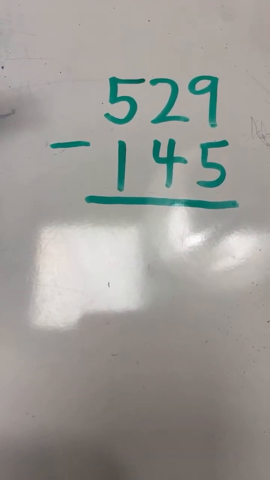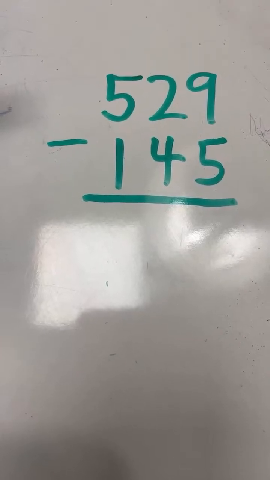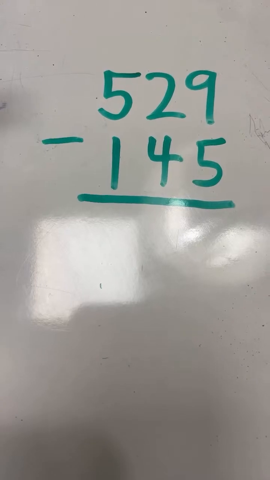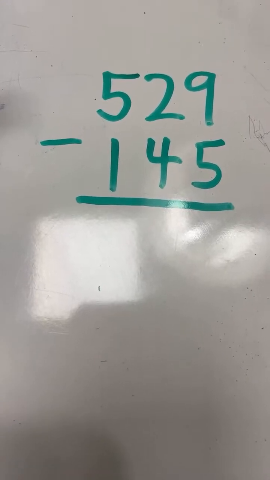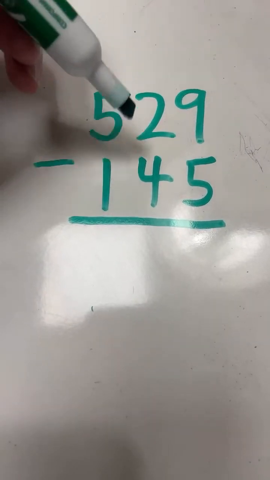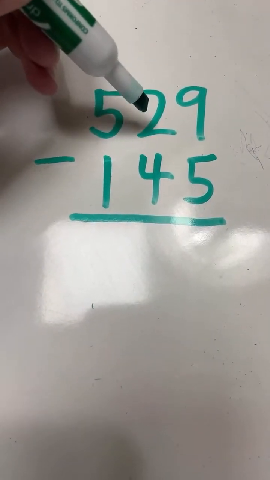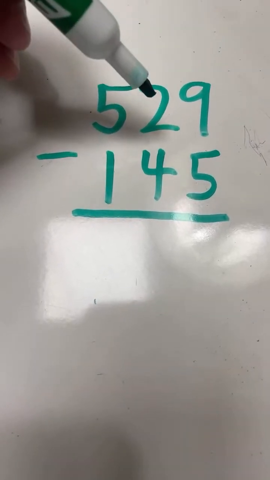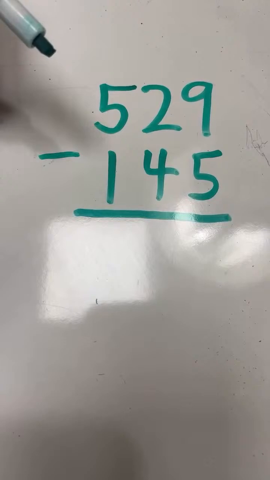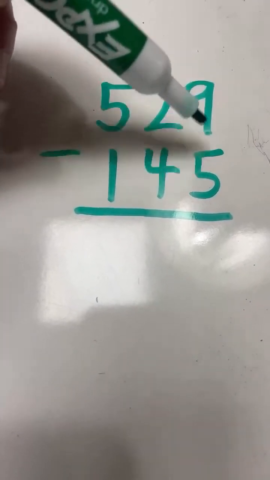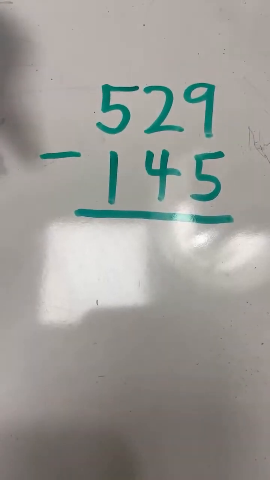All right, we have 529 minus 145. Again, before we do any subtraction, we check if regrouping is needed. We regroup whenever there's a bottom digit bigger than the top digit. And as you can see for this problem, 4 is bigger than 2. You cannot start out with 2 and take away 4. So we will need to regroup in the tens place. No regrouping needed in the ones or hundreds place.